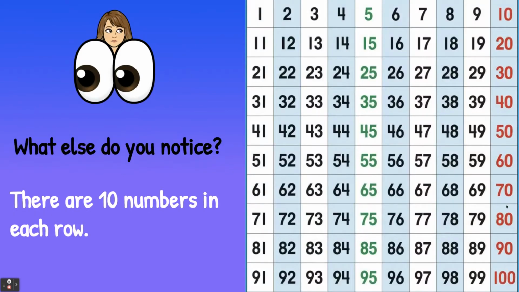Okay, what else do you notice? There are 10 numbers in every row, right? Do you see that? 1, 2, 3, 4, 5, 6, 7, 8, 9, 10. There's 10 numbers there, 10 numbers there, 10 numbers there, all the way down. 10 numbers in every row.